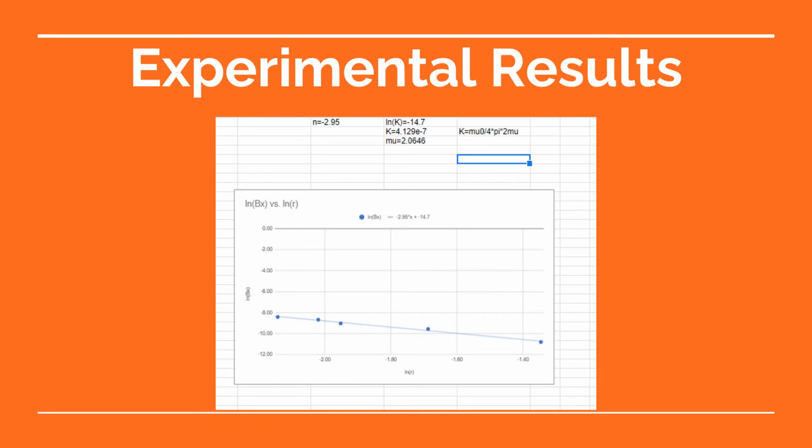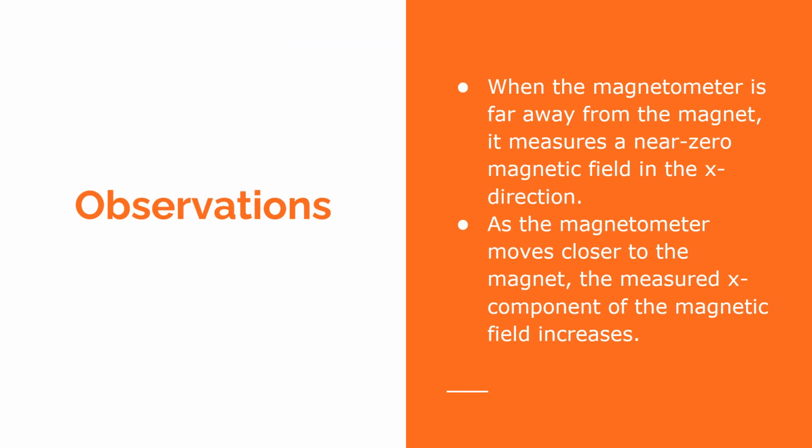And then we also rearranged from ln of k to find mu, which is the magnetic dipole moment. This we did knowing that k was a combination of the coefficient from the Biot-Savart law and also, because it was on axis, the dipole moment was 2 times the coefficient times mu, so we rearranged to find 2.06 for mu.